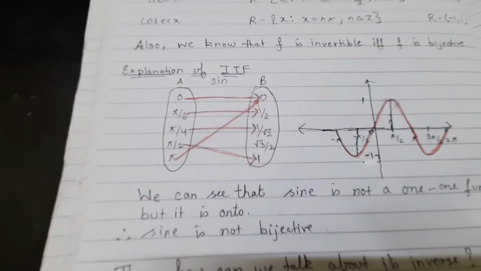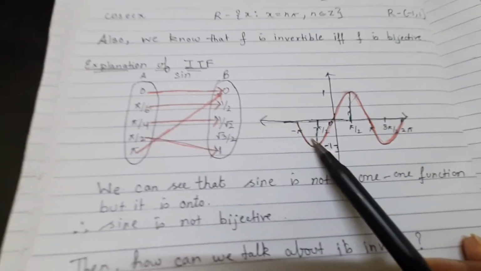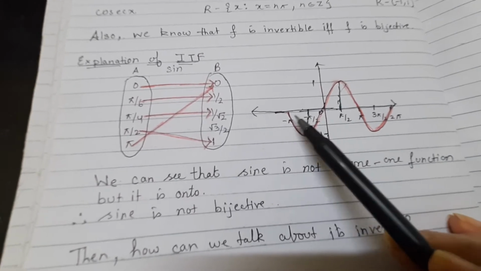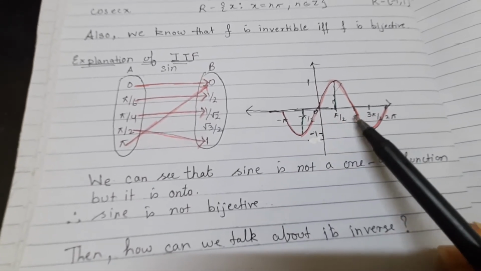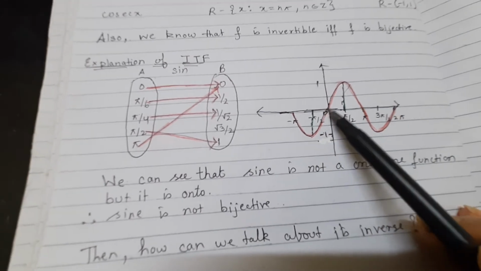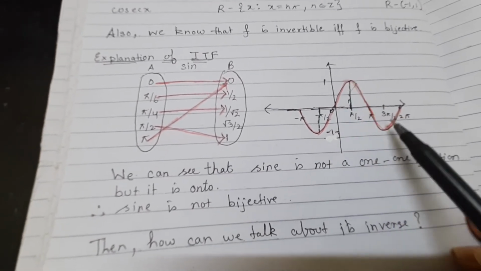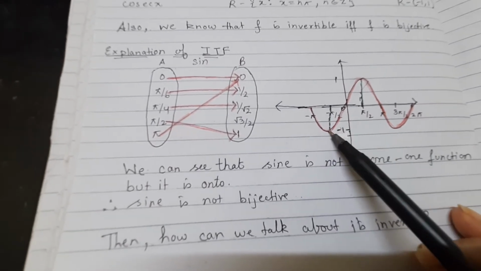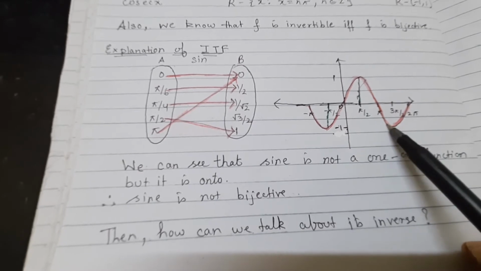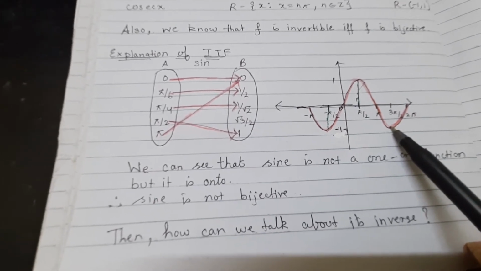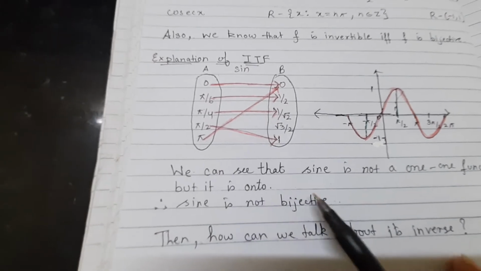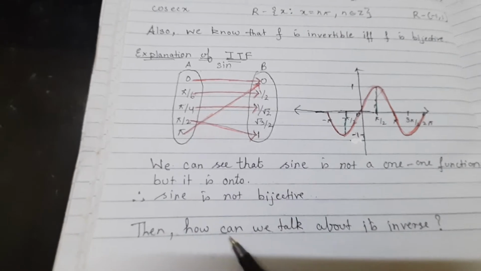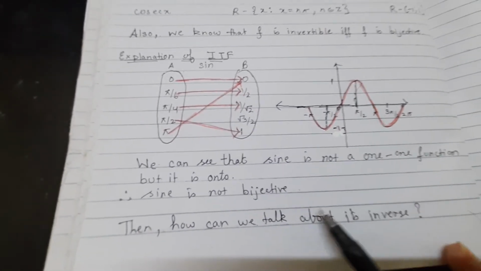It is not 1-1, and you can see this from the graph also. This is -1, this is 1, and here are minus pi by 2, minus pi, pi by 2, pi, 3 pi by 2 and 2 pi. You can see it is 1, then again -1 here and again -1 here. At minus pi by 2 it is -1, and at 3 pi by 2 it is also -1. So it is not 1-1, and sine is not bijective. Similarly, none of the trigonometric functions is bijective. Then how can we talk about its inverse? This question arises.